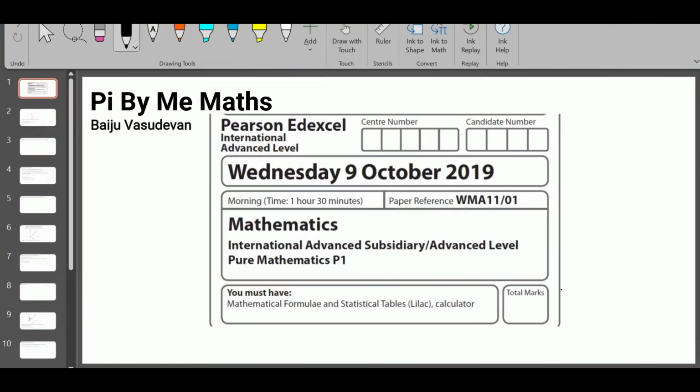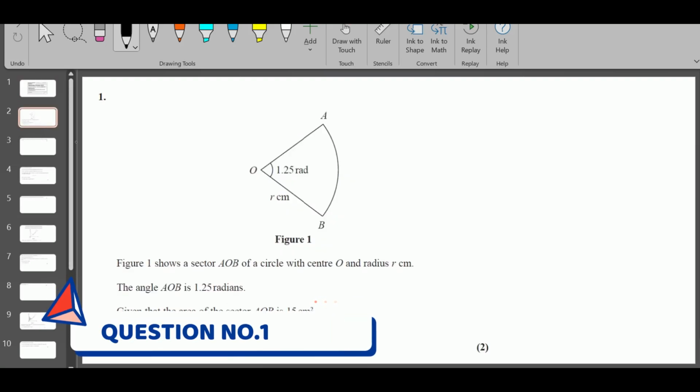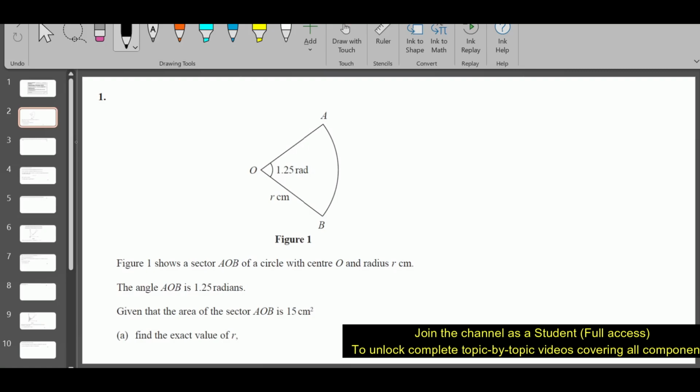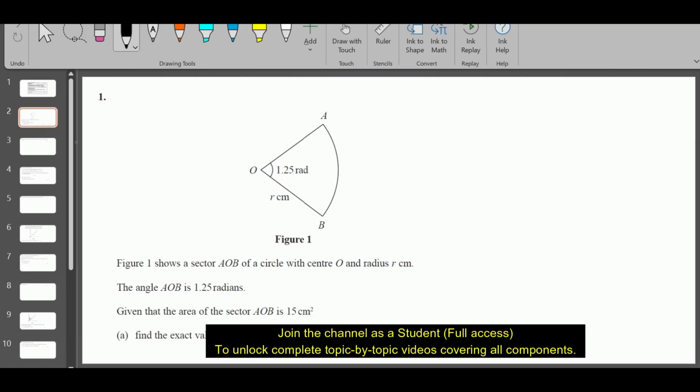This is by WMA11. Here we are solving October-November 2019 Pure Math 1 paper. Let's look at question number 1. This is from radians. We have a sector given. Figure 1 shows a sector AOB of a circle with center O, radius r. The angle is given 1.25 radians.